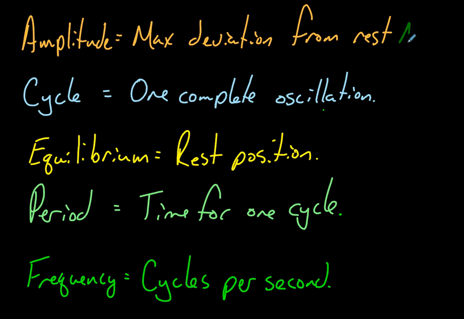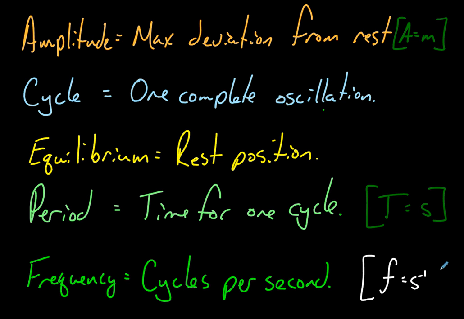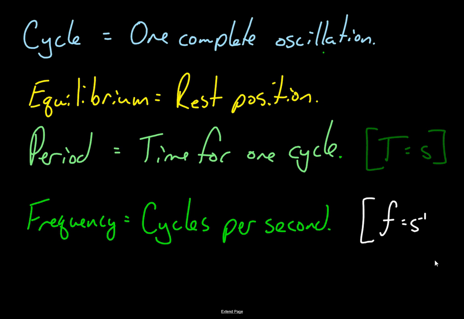So A is amplitude measured in meters. All MKS, right? One complete oscillation, you just have to view that. Equilibrium is the rest position. Okay, that's pretty standard. There's no special unit for that. Period, though, is shown with a T for time, and it's measured in seconds in MKS. And frequency, which is an F, is measured in per second. So the unit is per second, but that has a name. Does anyone know what it is?